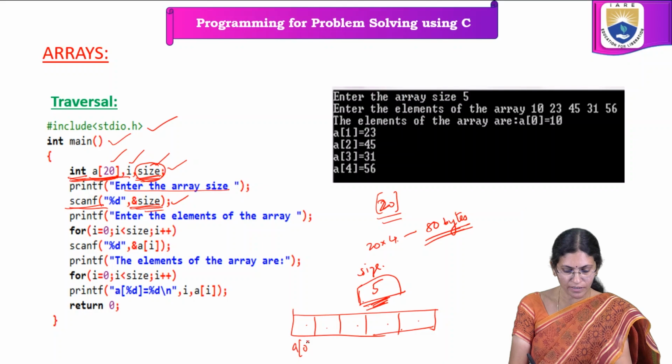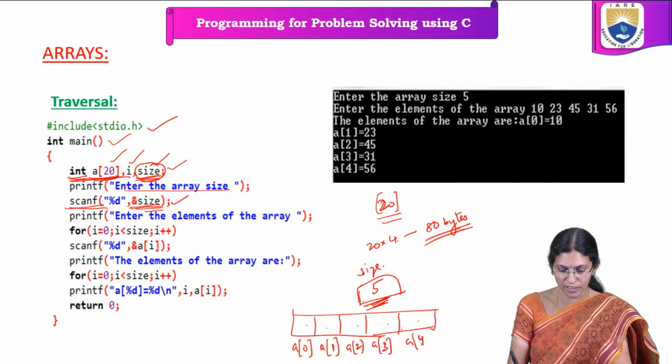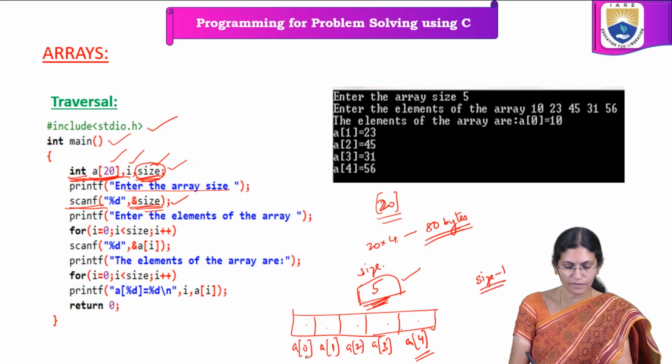The first element can be accessed by A of 0. The second element position is given by the subscript 1. Next the third element, this is the fourth element and this is the fifth element. In this way, if the size is 5, the last subscript is 4, that is size minus 1, starting with 0. So in order to read these values into the array, we need a for loop.